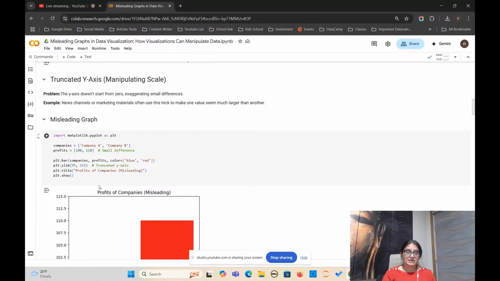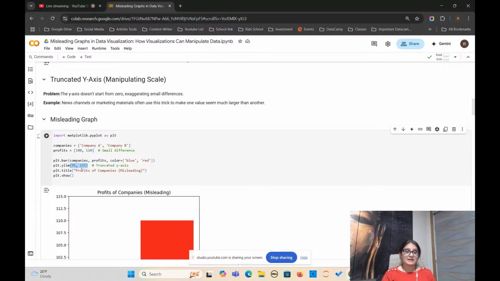What will happen in that scenario? Let's say there are two companies, company A and company B. You are working at a news channel and your stakeholder is asking you to do this, or maybe you are preparing a dashboard for your stakeholder. If you plot this graph of the companies' profit in blue and red, and then you limit your y-axis from 95 to 115, setting the limit for the y-axis for company A and company B.